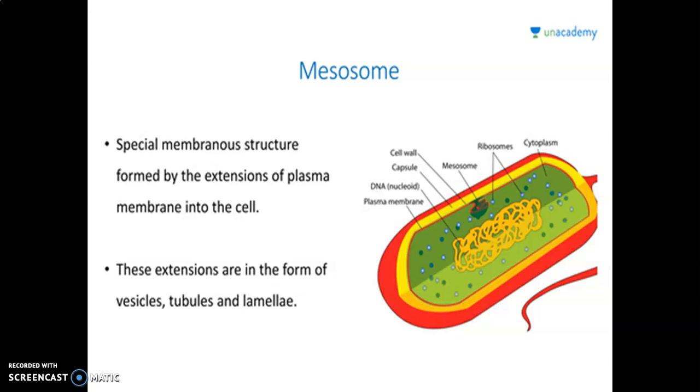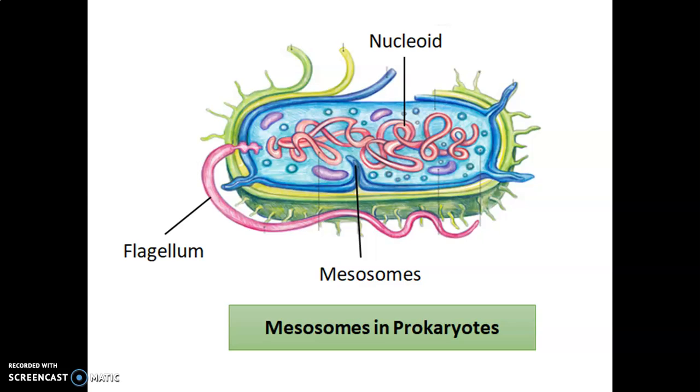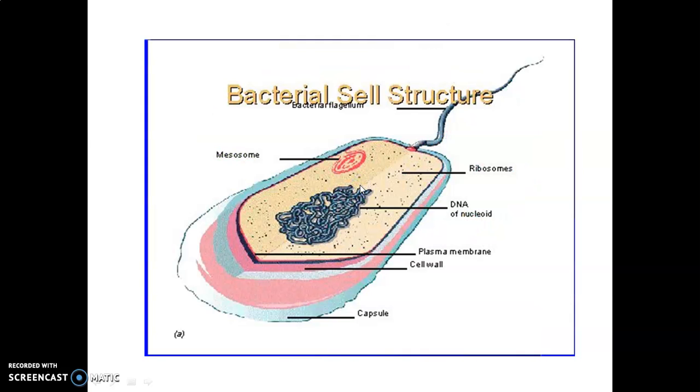And what is their function, children? They help in cell wall formation, DNA replication and distribution to daughter cells. That is the major function. They also help in respiration and secretion processes, to increase the surface area of the plasma membrane and enzymatic contents. Here you can see the mesosome. Is it clear? Children, here also the mesosome. You can see the mesosome in the form of a vesicle, isn't it?